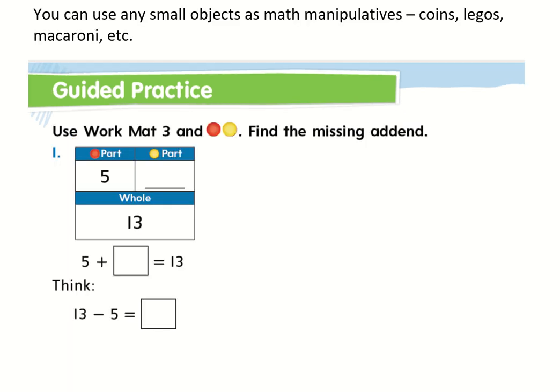So using this mat here, we are going to find out the missing part here. So we can use small objects at home, you can use anything around your house. In class, we do have things that we can work with too. All right, so we have a 5 for my part. The whole is 13, so we're trying to figure out what this part's going to be. That's my missing addend right there, boys and girls. So remember, 5 plus something equals 13. But also could be, if we take our whole and take away 5, that could also be our missing addend right there. So we're going to use this both ways to try to figure it out.